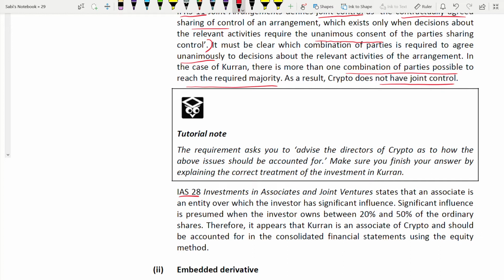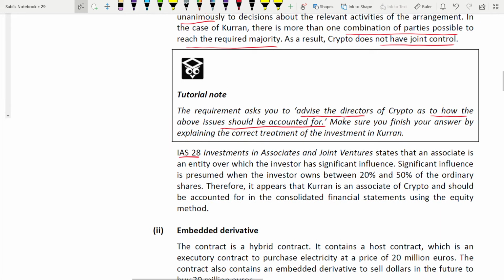Because the requirement asks you to advise the director how the above issue should be accounted for. How it should be accounted for. Correct treatment you have to give. So IAS 28, what are we mentioning? Definition of significant influence. He has significant influence because it is within the range of 20 to 50%, at 45%, right? Someone who holds between 20 and 50% is considered to have significant influence. So therefore, Curran appears as an associate. Therefore, you have to use the equity method. In your consolidated financial statements, you have to take it as an associate and use the equity method to calculate the value of the associate. That's it.